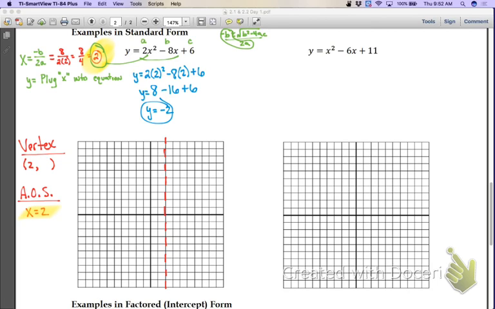This right here is the other part of your vertex. So it's going to be negative 2 right there. Now I can plot a point. So I'm going to go over to 2 because it's going to be on that line. So then my vertex is down here at 2, negative 2. Remember, it's going to be on that imaginary line or that dashed line that I drew.